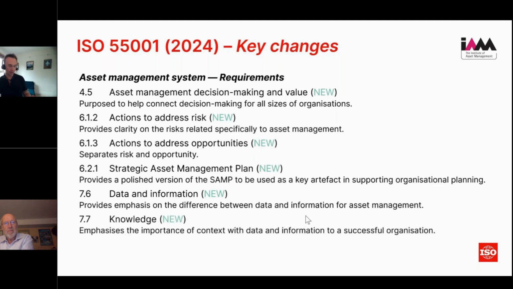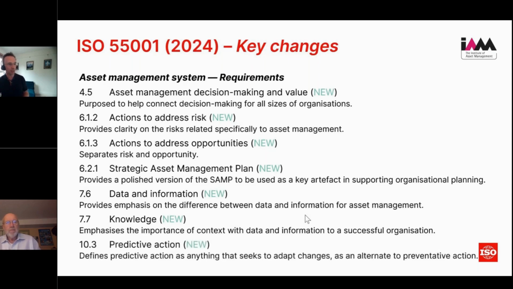But crucially, we now have a new standard that talks about that, and it pushes the envelope, and we're trying to make sure this section is applicable to everyone. Then 7.7 talks about knowledge and what organizations need to do with their knowledge internally about asset management. And finally, the predictive action section. This was another slightly contentious section, but the idea is to talk about how you respond to the information you have, what that means for what you need to predict, and how you change what you do as a result of those predictions.